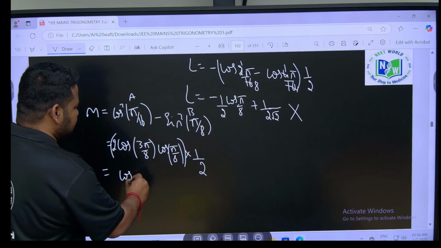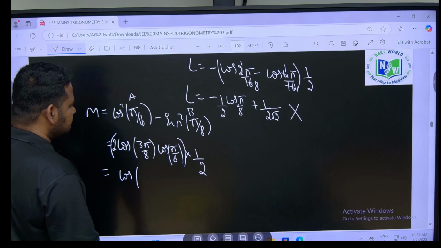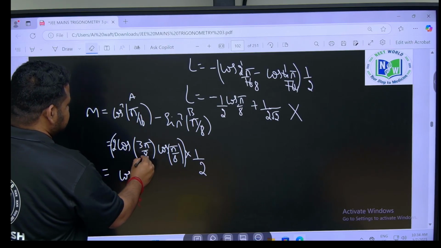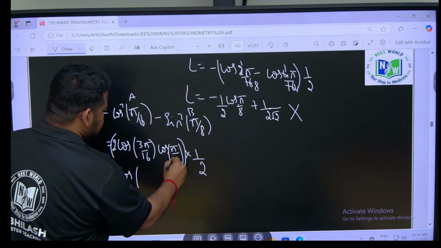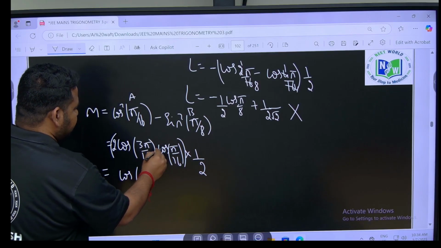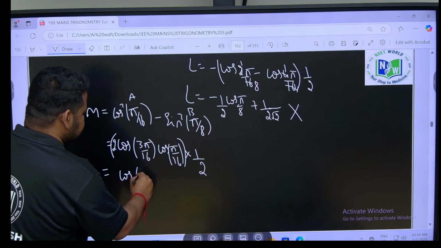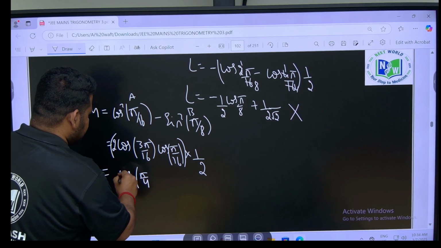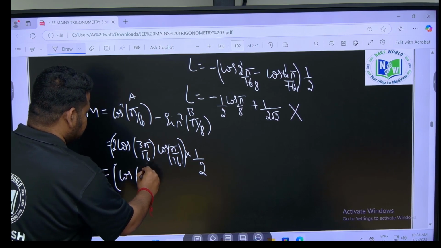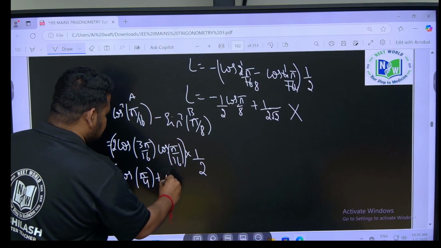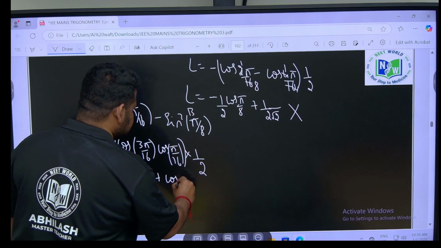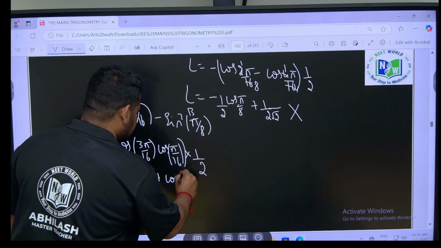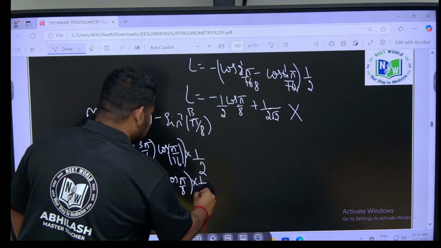So this will be cos of A plus B. Cos of, this should be 16, right? This should be 16 here, denominator. So this will be cos of 4 pi by 16. 4 pi by 16 I can write as pi by 4. Here I will put bracket pi by 4. Cos of pi by 4 plus cos of 3 pi by 16 minus pi by 16 is cos of 2 pi by 16, that is nothing but cos of pi by 8. Cos of pi by 8 into 1 by 2.